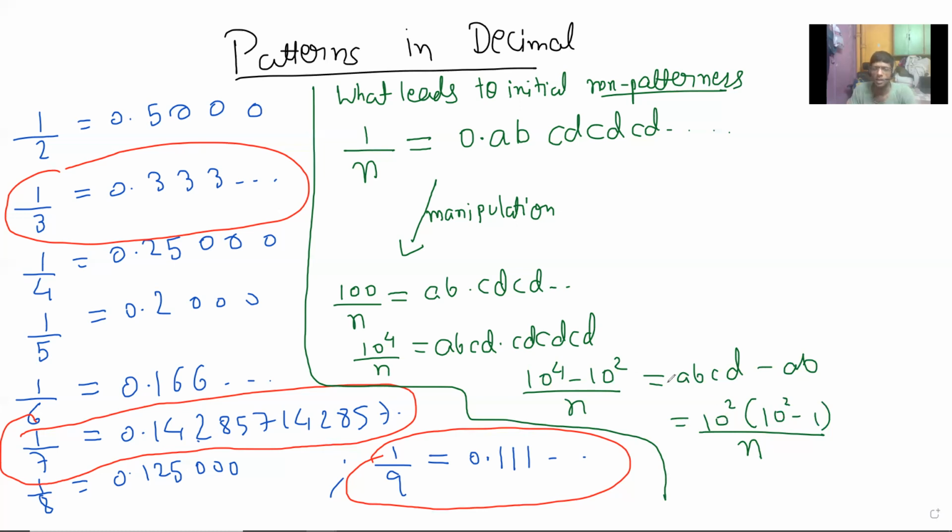Yeah, but maybe we can try one minute. Am I doing something incorrect here? Yeah, so let me just write this fully. So we have 10 square times 10 square minus 1 by n, and this is equal to ABCD minus AB. I'm just a little worried about this thing, but it seems correct. We want to be able to say something surely about n, but we are not able to say that so far.